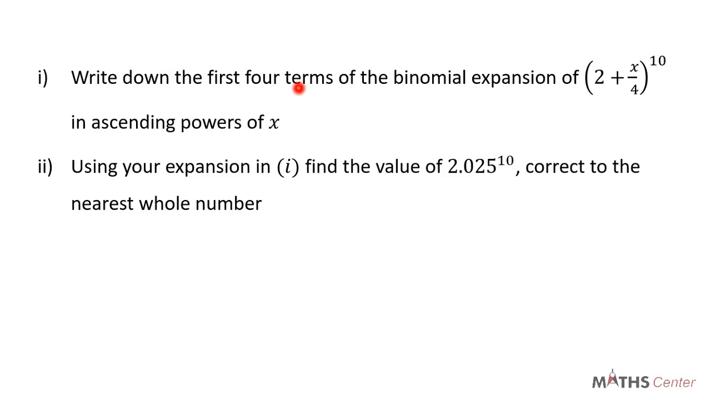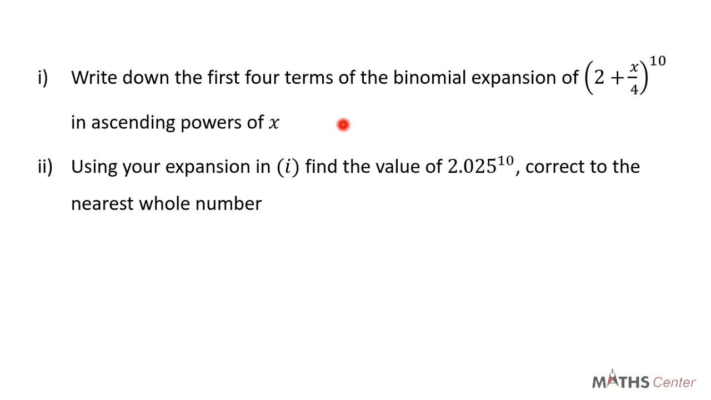Let's consider the last question for the lesson. Write down the first 4 terms of the binomial expansion of ((2 + x)/4)^10 in ascending powers of x, which means that the term containing x should be the second term, which is what is happening here. Then use your expansion in (i) to evaluate the value of 2.025^10, correct to the nearest whole number.